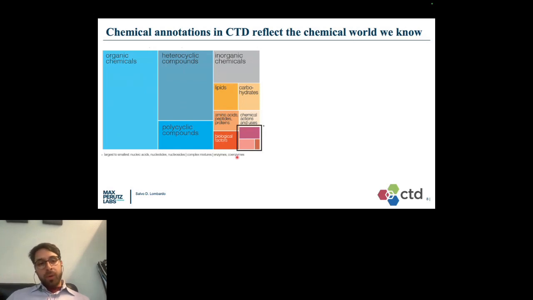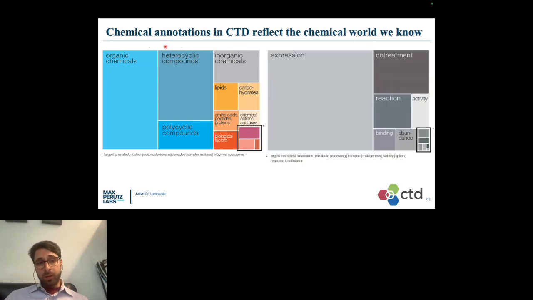Just to have a brief overview of the statistics of this Comparative Toxicogenomics Database, CTD in brief, we can see that most chemical compounds are organic chemicals, which is in line with what we know of the world we live in, because organic chemicals are compounds that have at least one carbon atom. And because we live in a carbon world, it makes sense that the majority of these chemical compounds are represented by this category.